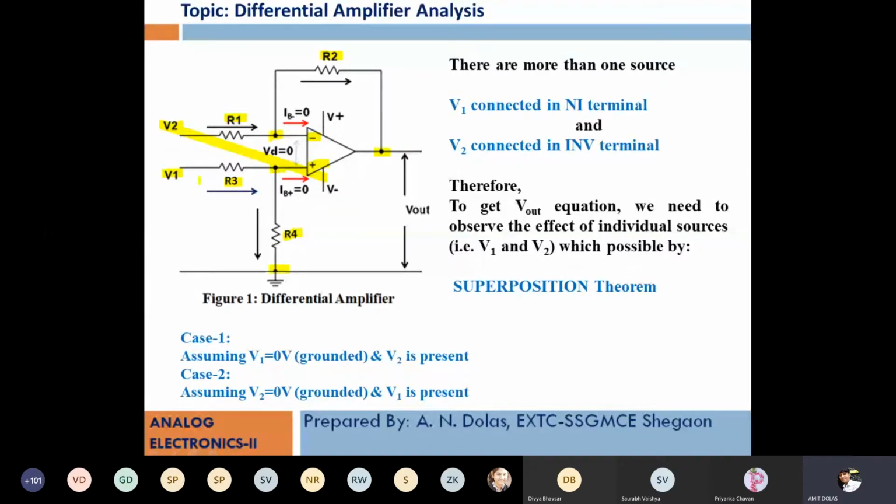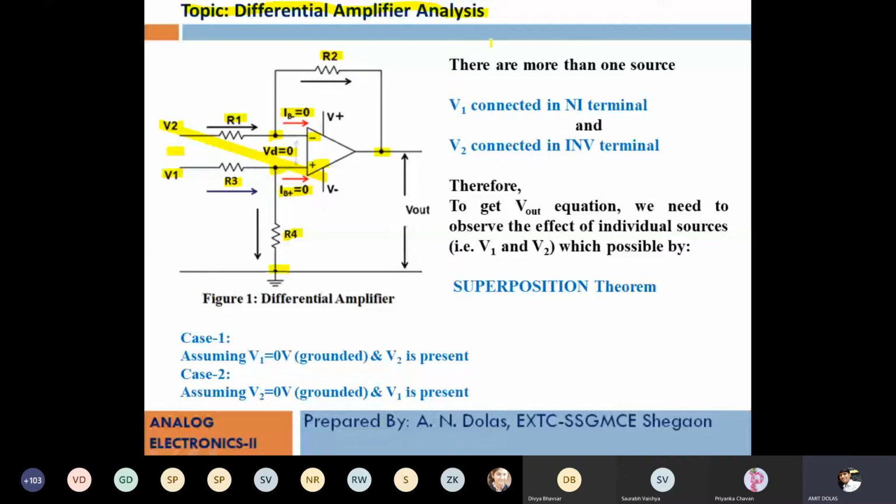Again, the topic is differential amplifier analysis. If we are doing analysis of the op-amp, we already said that we will be using the ideal characteristics of the op-amp, so we will not be repeating this several times in this PPT. The ideal op-amp will have IB minus, the current passing into the inverting terminal, equal to 0. The current passing into the non-inverting terminal, IB plus, will be equal to 0. The differential voltage VD will be equal to 0, and the input impedance Ri will be infinite. As the input impedance is infinite, of course the current will be 0.